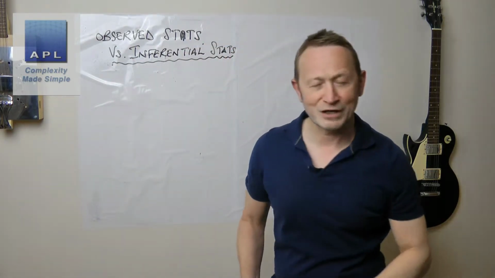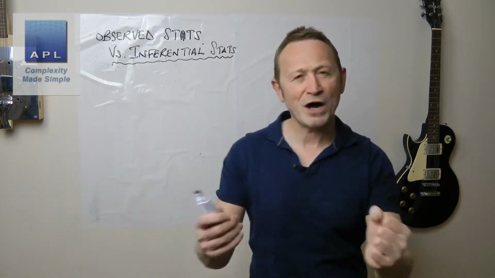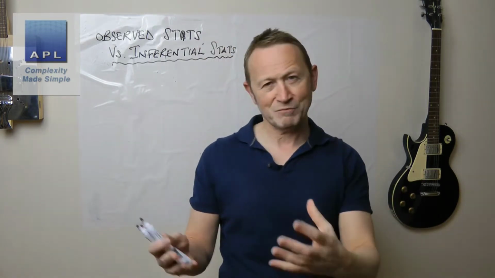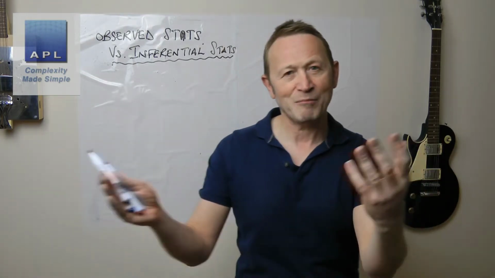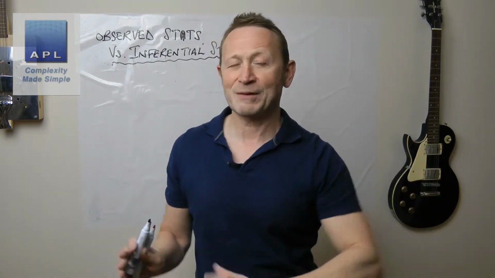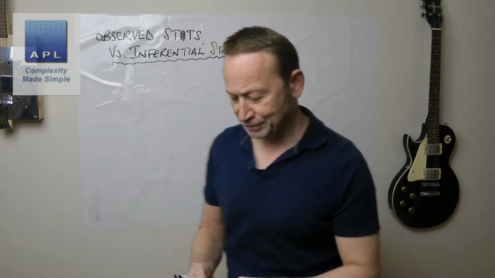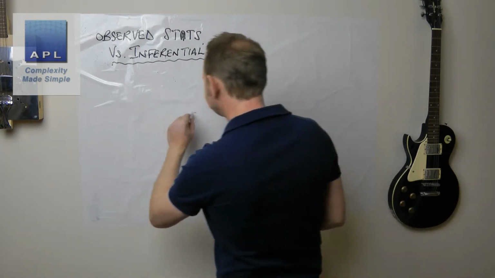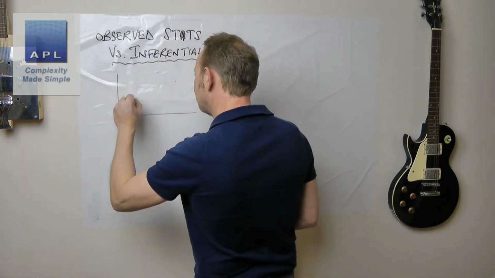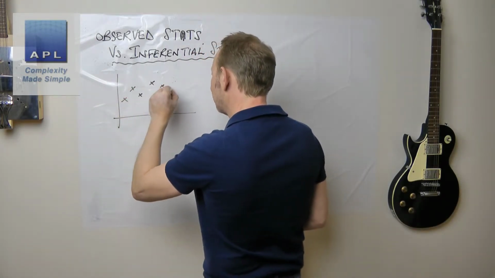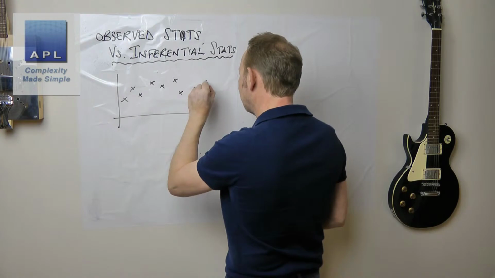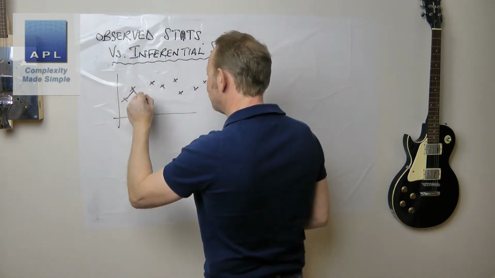Observed versus inferential. Now, as I say, the way this is going to show up in most manufacturing companies is the idea of taking a sample. Often we're taking a sample right at the beginning of a new product. So what we'll often do is someone will take a sample, they'll get, I don't know, maybe 20 data points.